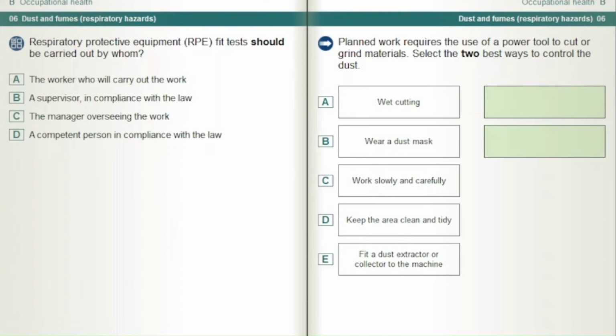Planned work requires the use of a power tool to cut or grind materials. Select the two best ways to control the dust. Wet cutting. Wear a dust mask. Work slowly and carefully. Keep the area clean and tidy. Fit a dust extractor or collector to the machine.